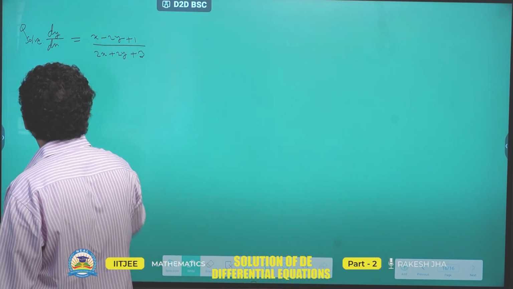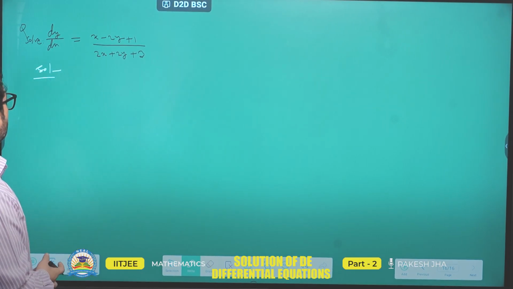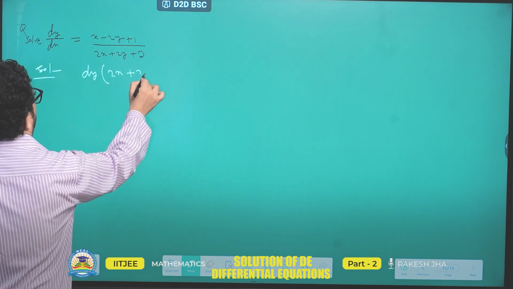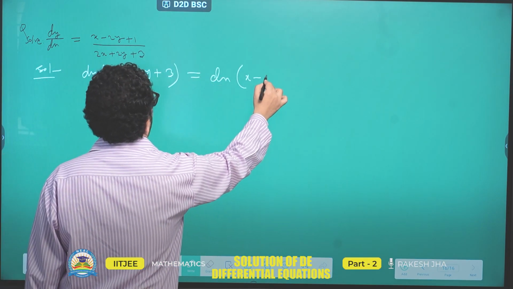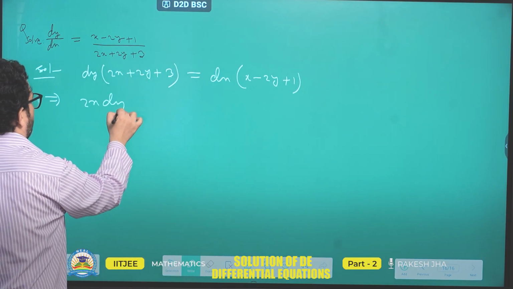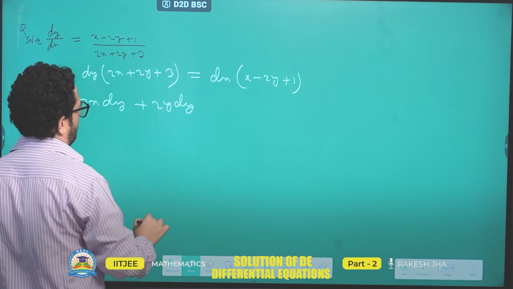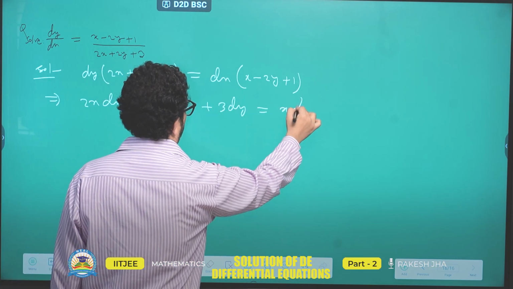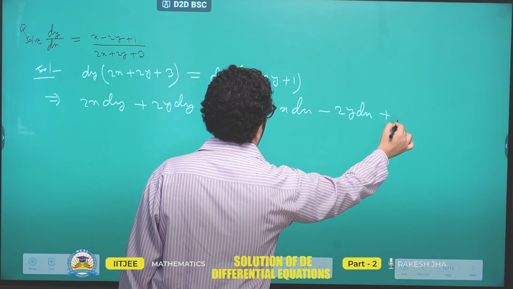So we have here dy by dx is equal to x minus 2y plus 1 over 2x plus 2y plus 3. So just go for the cross multiplication. We can write dy times 2x plus 2y plus 3 is equal to dx times x minus 2y plus 1. If we open the bracket, 2x dy plus 2y dy plus 3 times dy is equal to x dx minus 2y dx plus dx.